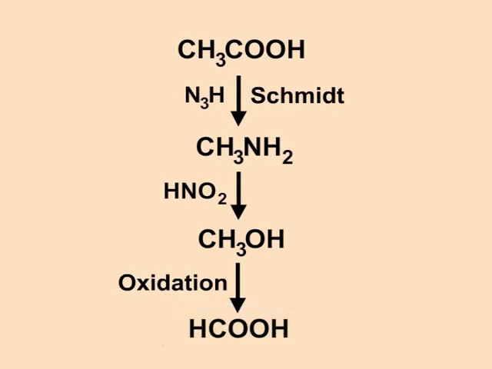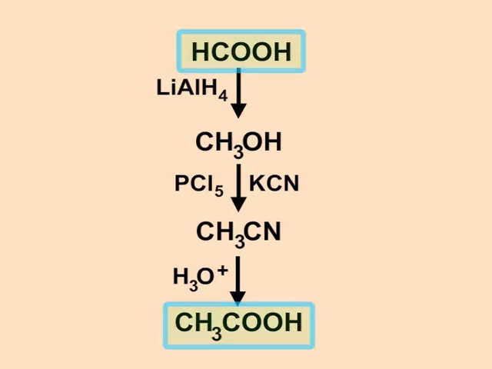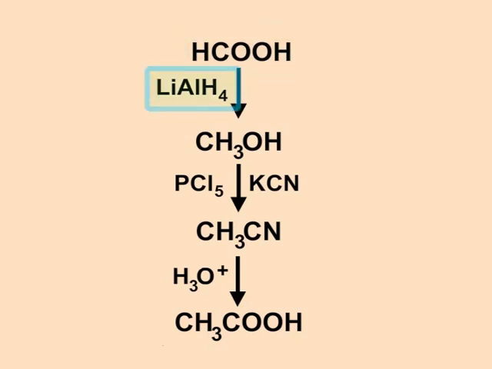Now students, look on the screen at how formic acid can be converted into acetic acid. Formic acid reacts with lithium aluminum hydride to form methanol, which reacts with phosphorus pentachloride and potassium cyanide to form methyl cyanide. Methyl cyanide on acid hydrolysis forms acetic acid.